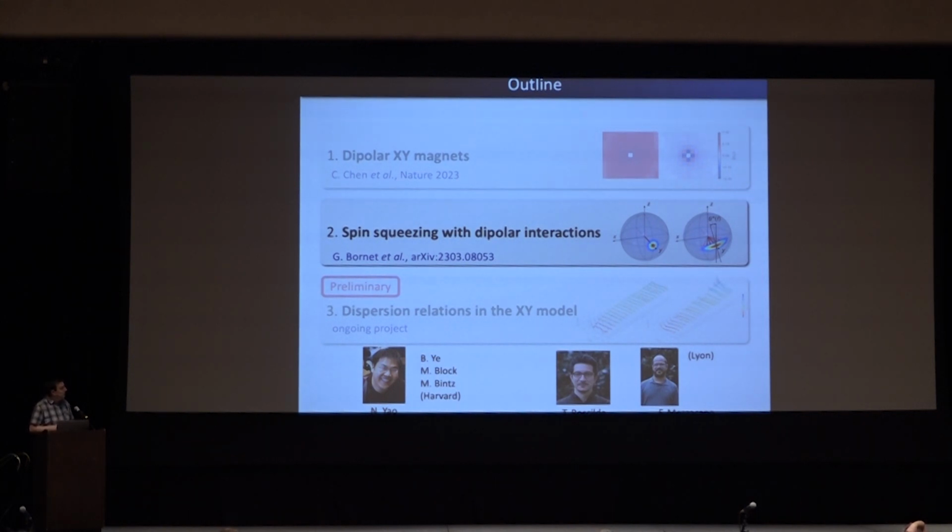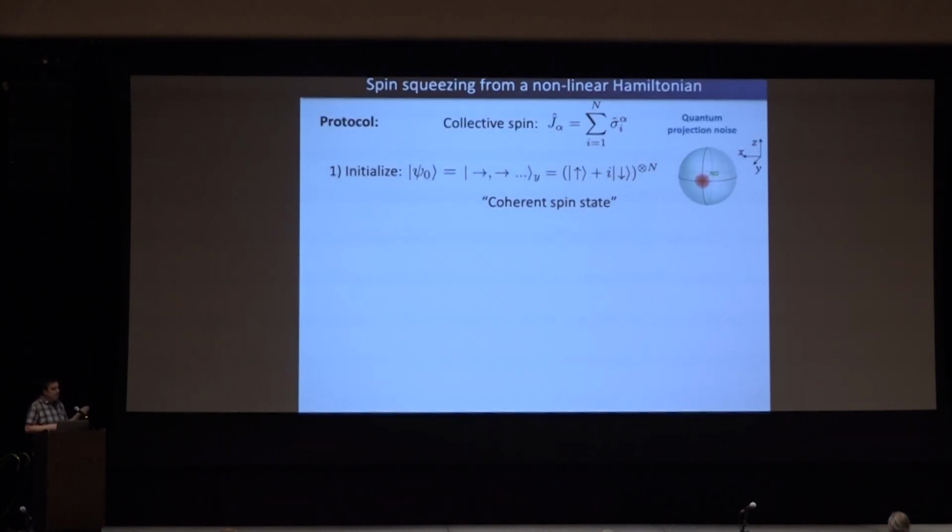In the second part, what we wanted to see is whether one can use this model to engineer or create spin squeezing with dipolar interactions. And for this, we are going to start with the simplest protocol that one can imagine, which is to prepare a coherent spin state along Y. This is the state that we are going to prepare. This state has associated quantum projection noise in the XZ plane, as you see here, which is symmetric. Basically, it has a circular shape.